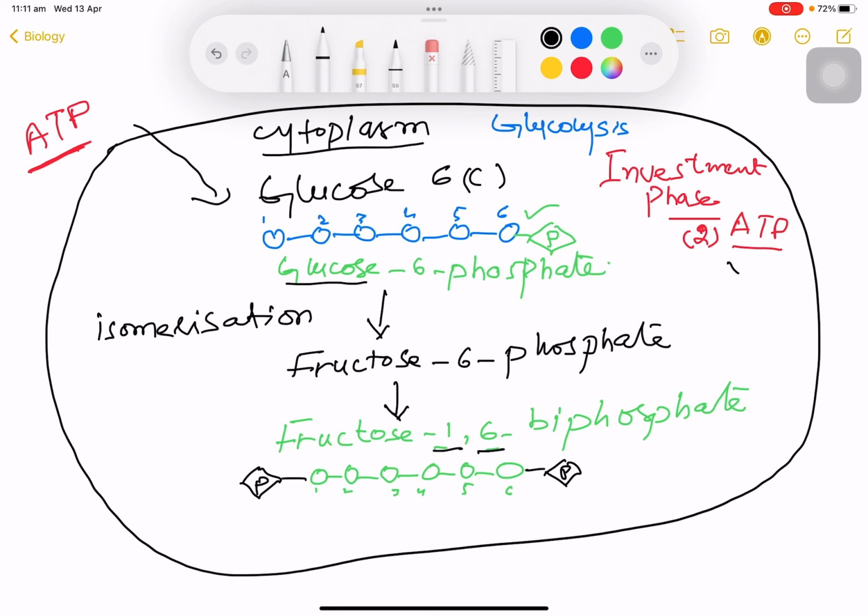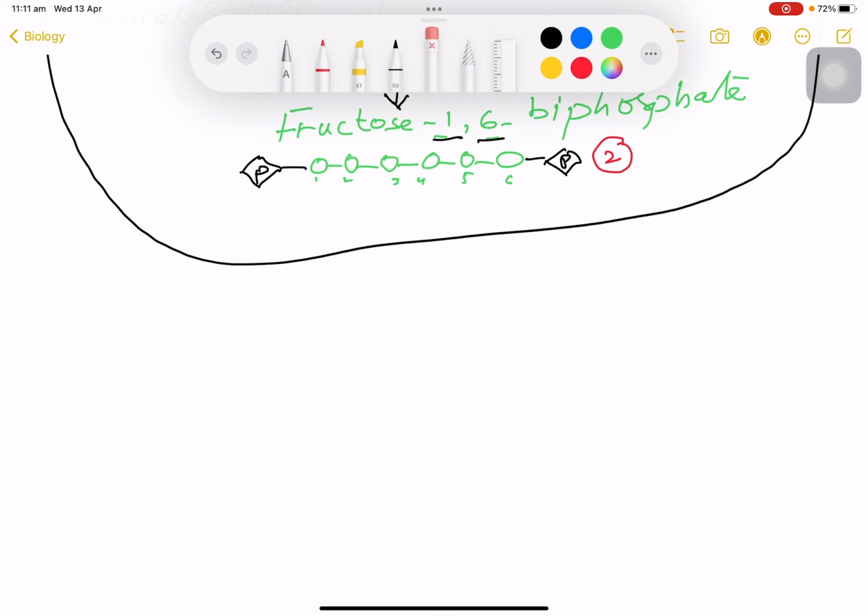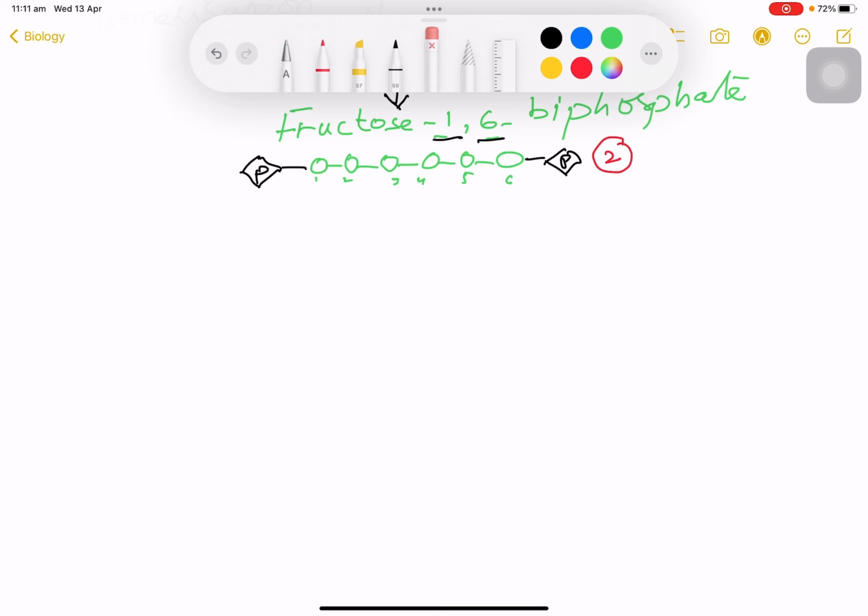Here we have completed the investment. Twice, or 2 ATP, have been used. Let me count: this is the first ATP used here, and this is the second ATP. So 2 ATP so far have been used. The investment phase is completed. Now, to explain what is going to happen in the next phase, let me expand my diagram. This is also taking place in the cytoplasm. It remains in the cytoplasm.